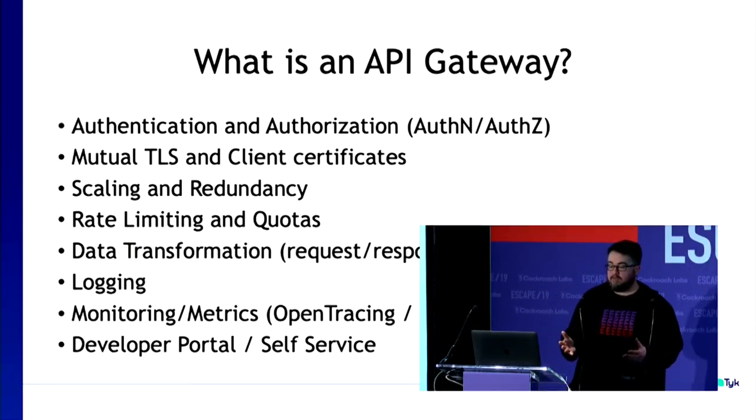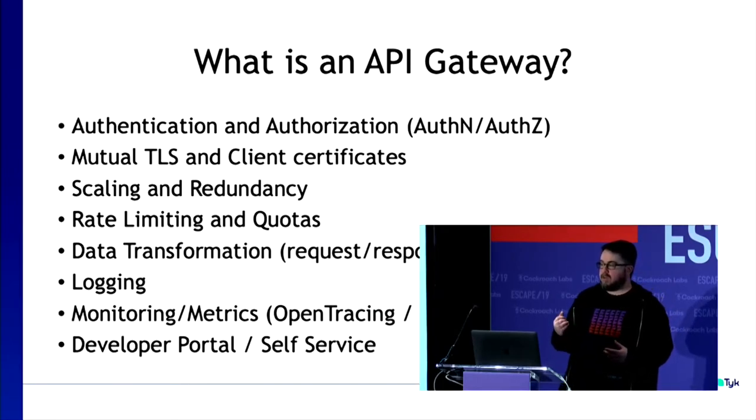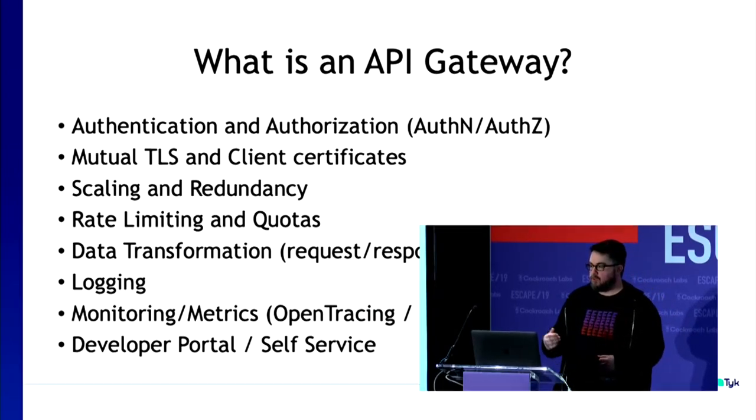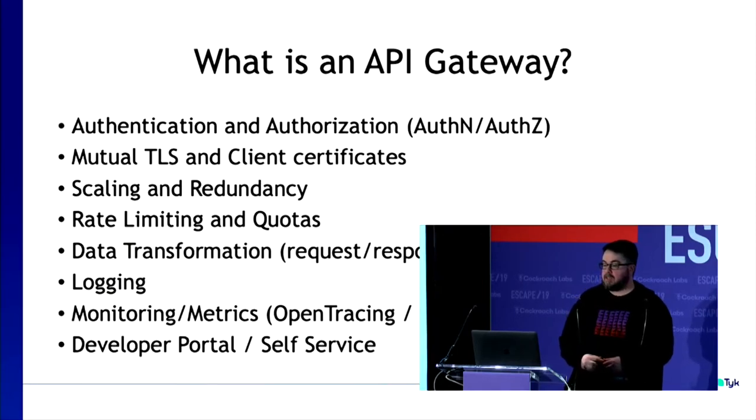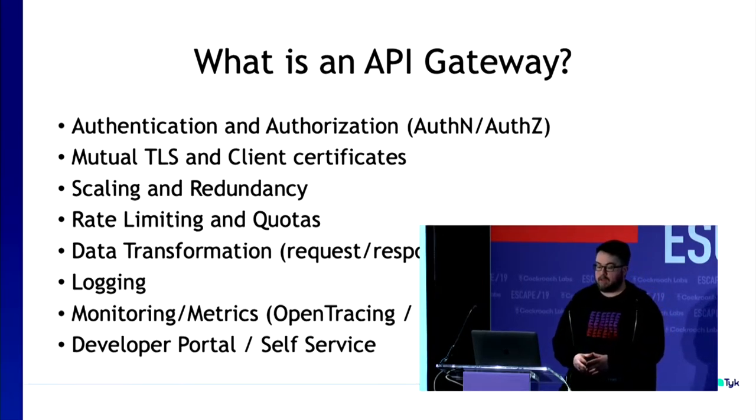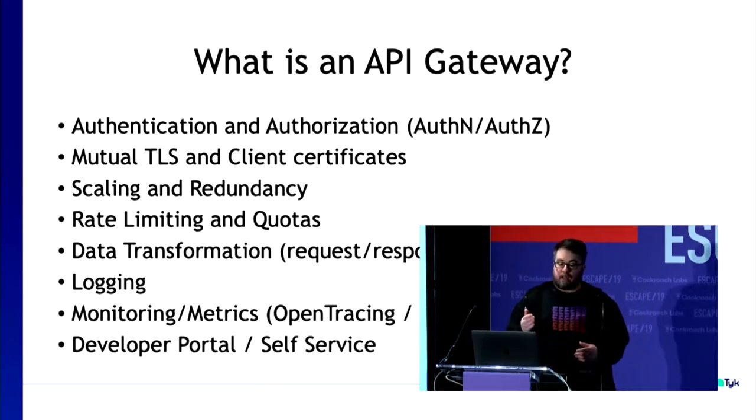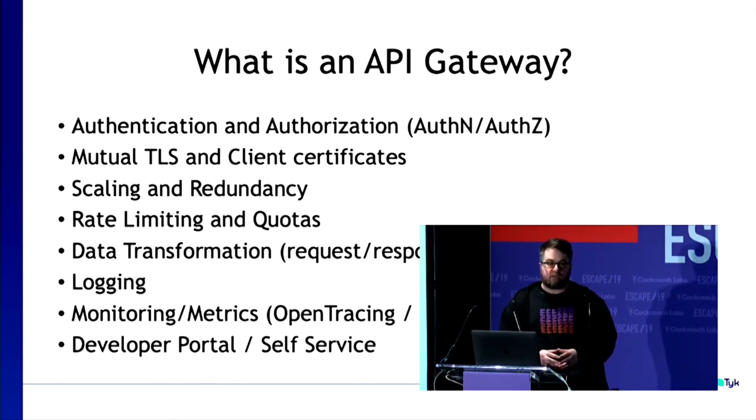Scaling and redundancy. Again, a key feature here where you want to make sure that when you have a massive influx of data requests coming into your APIs, that you're able to scale and you have that redundancy should something fail on the back end.